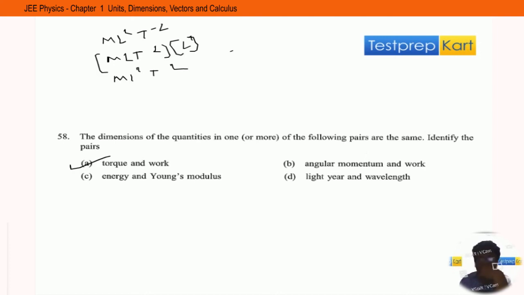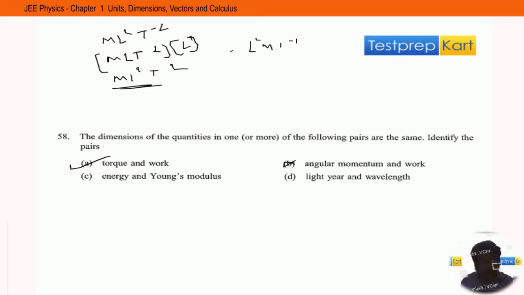Angular momentum. These are very important questions. Angular momentum is M L square t to the power negative 1. So it does not match with the work. So it cannot be. Energy, that is work, and the Young modulus, that is not the correct answer.